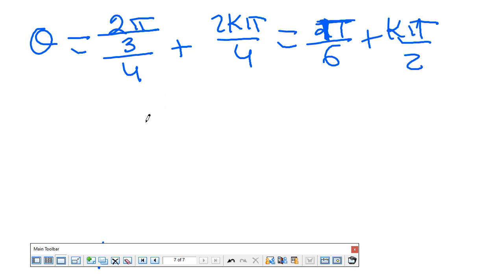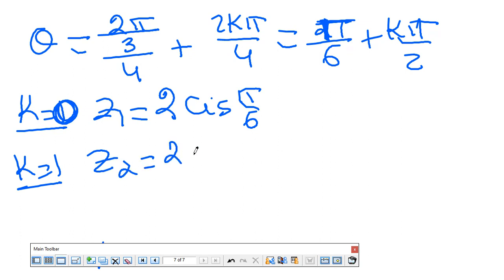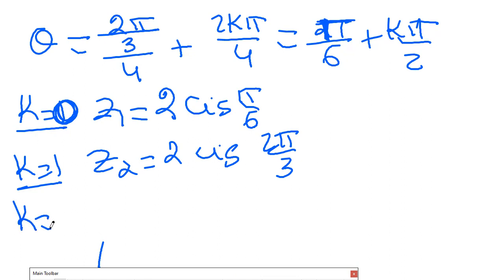To find all the thetas, I just start taking the values of k. Let me start with k equal to 0. So what will be the first complex number? z1 is equal to, the r is the same, it's 2, and the angle is π/6, so 2 cis π/6. Now for k equal to 1, z2 will be 2 cis, so π/6 plus π/2. I need to add it, so it will be 2π/3.